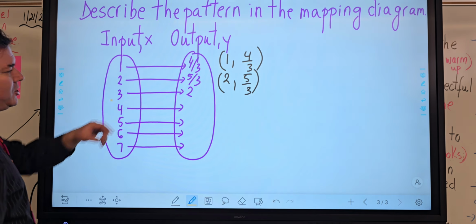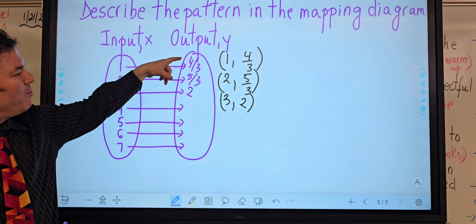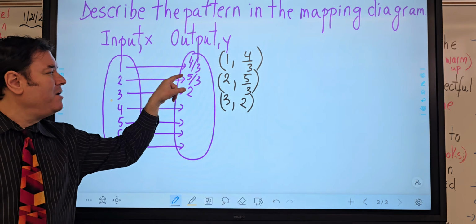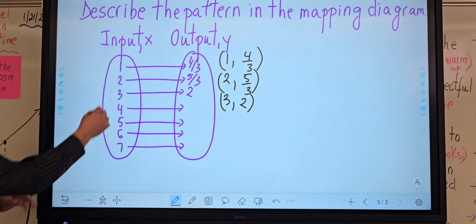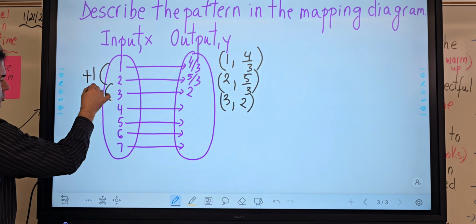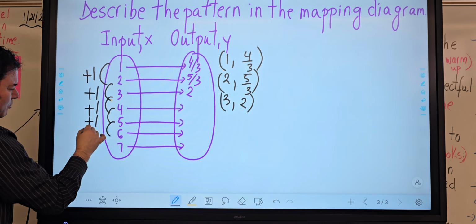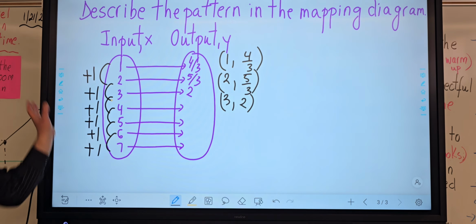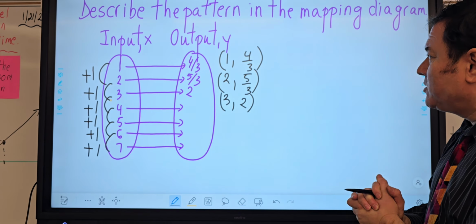But then we need to fill in these blanks, right? So let's take a look. What happened from 4/3 to get to 5/3? And then what happened from 5/3 to get to 2? On this side of the inputs, we know the pattern. Every time it increases by 1. So it's +1, +1, +1, +1, +1, and +1. So we know here the inputs increase by 1. But let's take a look at the outputs. Let's find the pattern for these outputs, right?